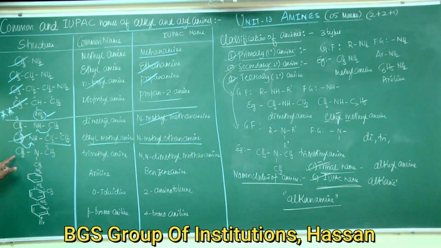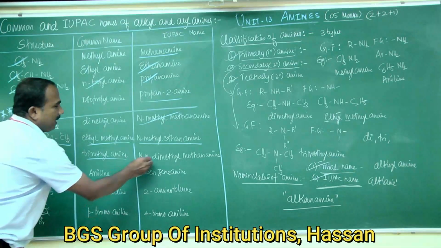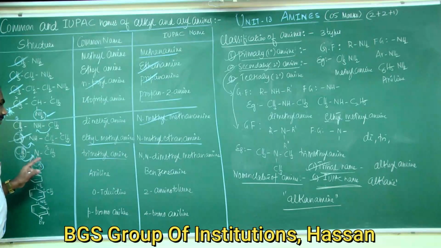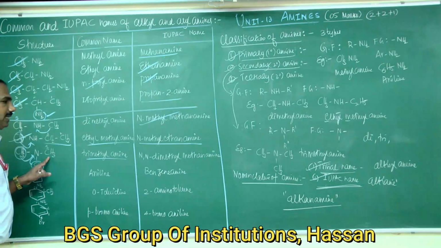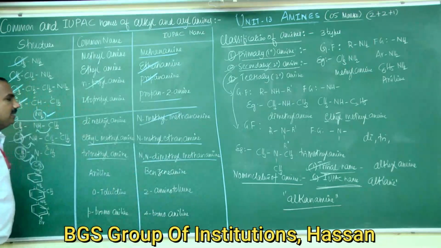Next, the third one, CH3 single bond N connected to CH3 and another CH3. The common name is trimethyl, because all the CH3 groups are the same. The 3 methyl groups are the same. Therefore, trimethylamine. For the IUPAC name, 2 methyl groups do not belong to the longest carbon chain, but they are bonded to nitrogen. Therefore, N,N-dimethyl. A single carbon atom is taken into account. Therefore, N,N-dimethylmethanamine.